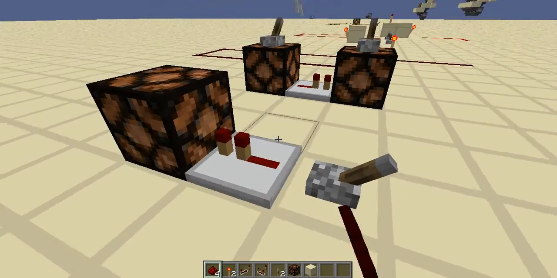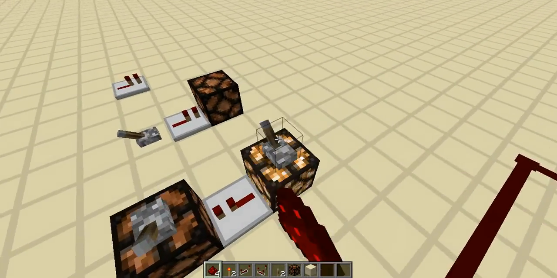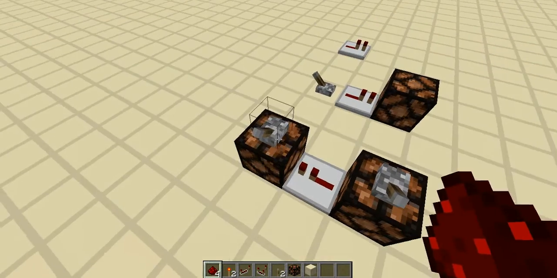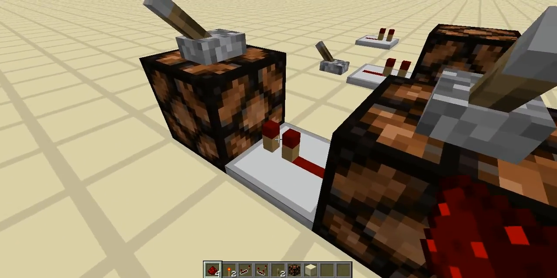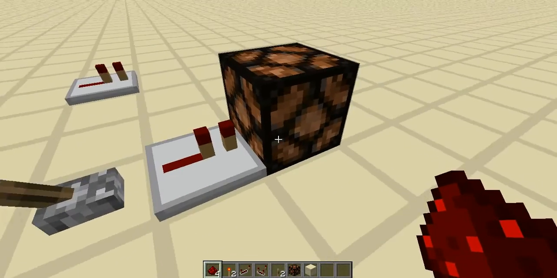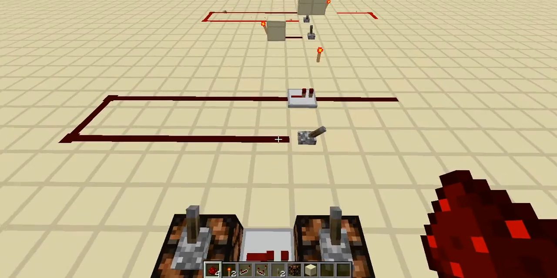Another interesting thing about the redstone repeater is that it will only go in one direction, meaning this will power this, but this will not power this. And you can see which direction it's facing by where the end of the two torches is. This torch shows which direction it's facing in.